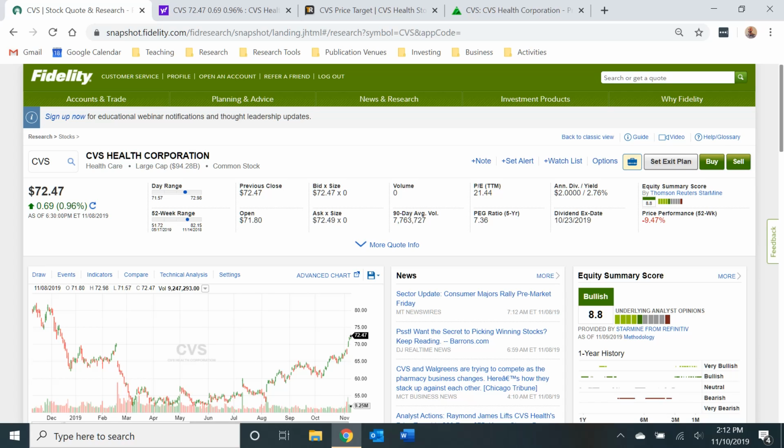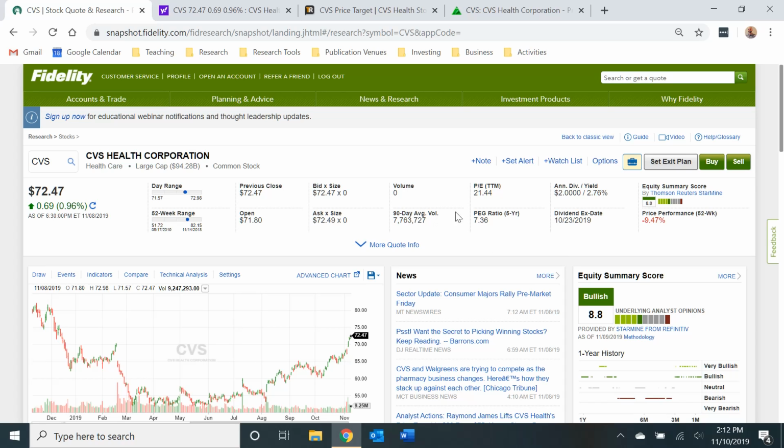Fidelity.com has all sorts of research tools that you can use to investigate a stock. You go to Fidelity, you log into your account, and then you come up to this search box and you type in your ticker. In this case, it would be CVS, and it will bring you to this snapshot page that has all sorts of great tools from Fidelity analysts.